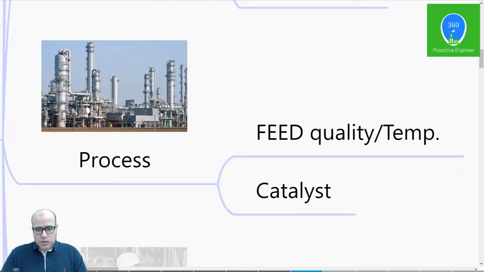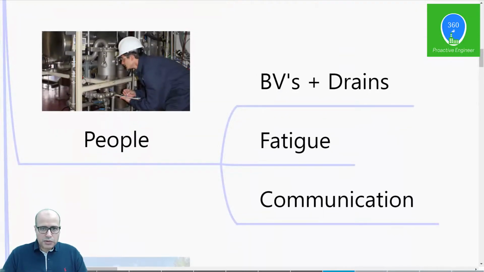Maybe it is due to the process. So maybe you have a change in the feed, the quality of the feed. Maybe you have a change in the temperature. Maybe something is happening to the catalyst. So we should consider this area also. Maybe it's about the people. So one operator from the panel, or from the outside, someone else made something not correct. He opened a drain. Maybe he went by mistake to another place. Maybe miscommunication between the control room and the outside.